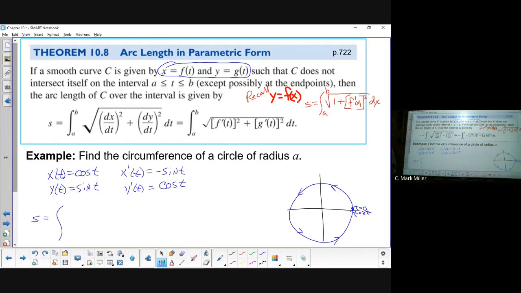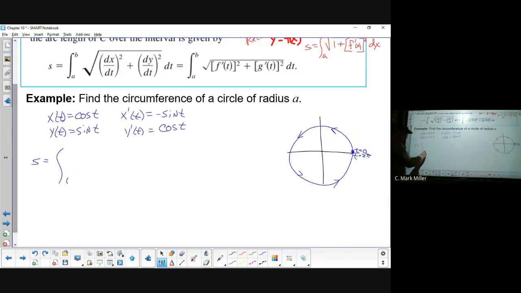So it can't intersect itself. That's another thing. If it intersects itself, things get crazy. Because what will happen is that, if you make a figure 8, the arc length gets a little weird, all right? But you can do it. You just have to do it piecewise, half one side, half the other. And so this is going to be the integral from 0 to 2 pi of the square root. Well, what is dx dt? That's this. What is dy dt? It's this.